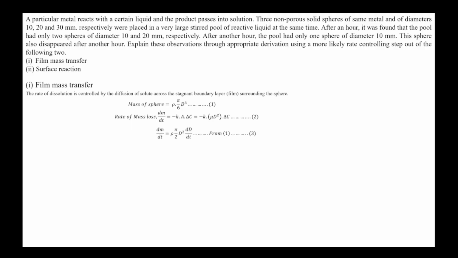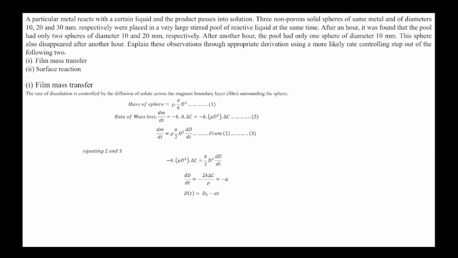Again, from equation 1, if we differentiate, dm by dt equals density into volume, then it will give dm by dt equal to rho pi by 2 d square dd by dt. So this will be equation 3. Now equating 2 and 3, you will get this. Solving this, 2k del C upon density is a constant term, which will not be changing. So it will give d t is equal to d naught minus alpha t.